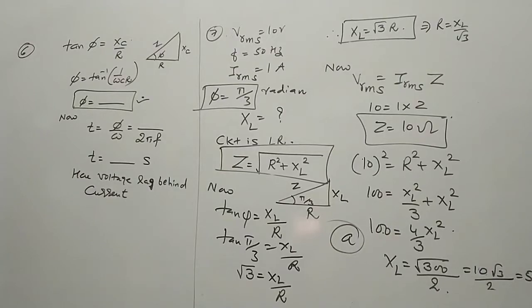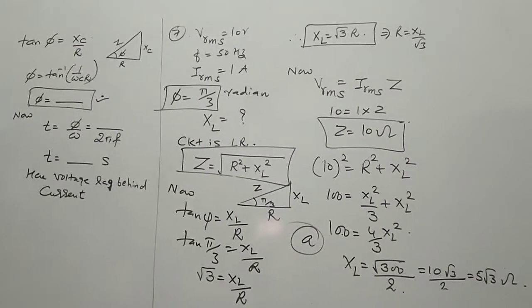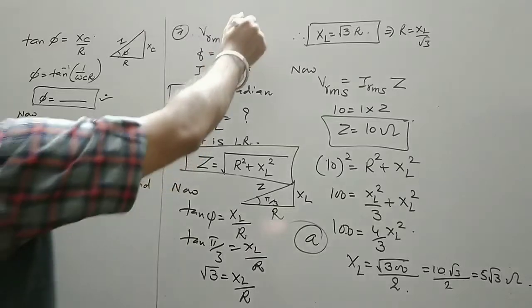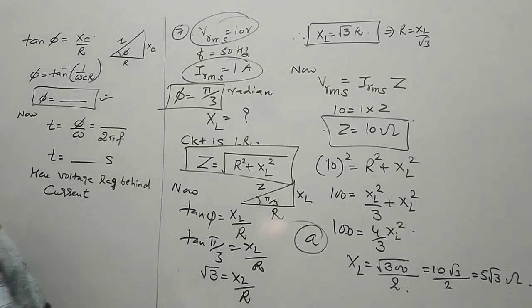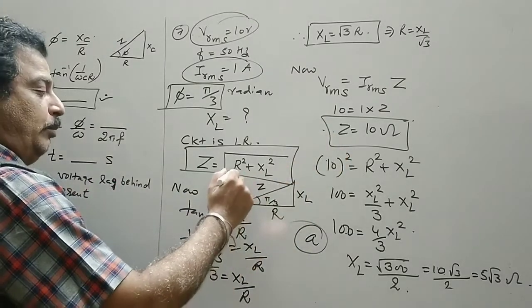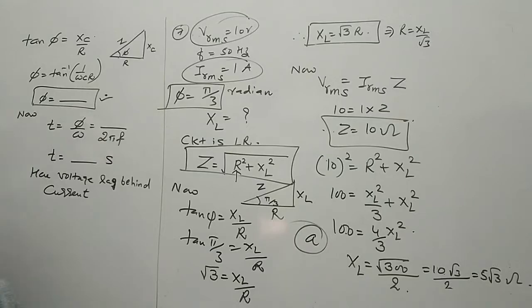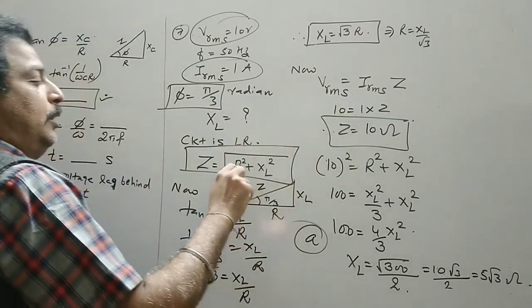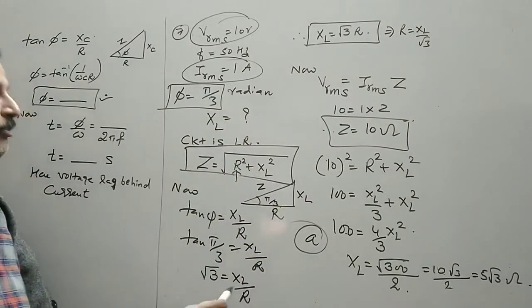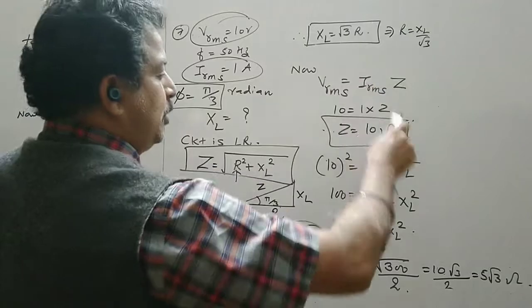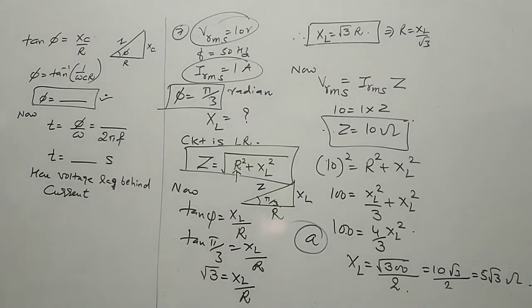So it should be clear how to connect the unknowns. Here first we have VRMS and IRMS, so first we find Z by Ohm's law. Then there is a problem with R, so we take the help of the impedance triangle and find the relation between R and XL. We substitute this in the relation of Z and find the inductive reactance. So this is MCQ number 7.